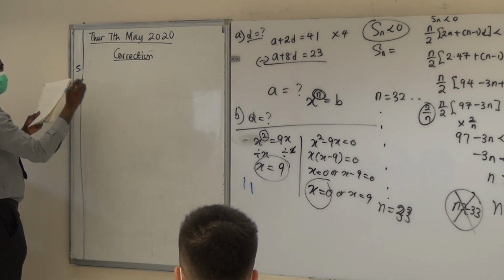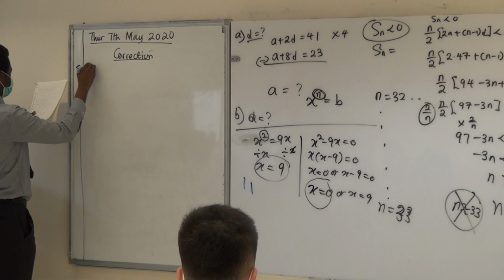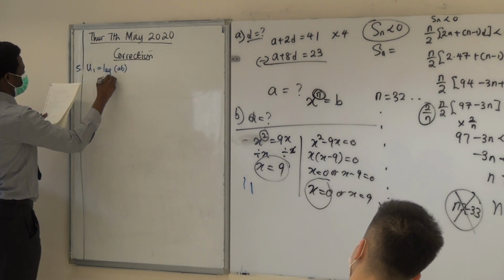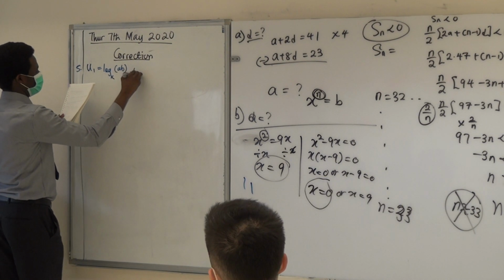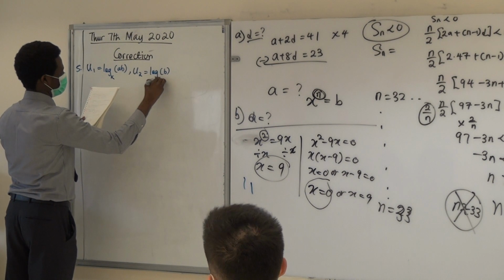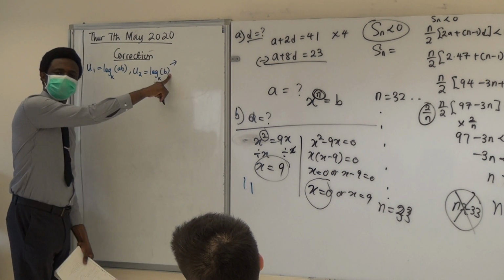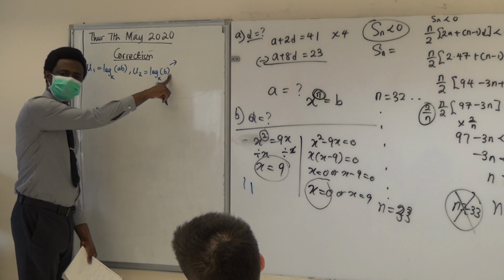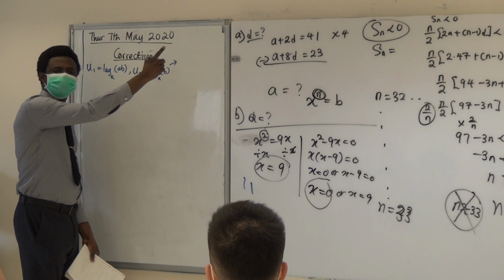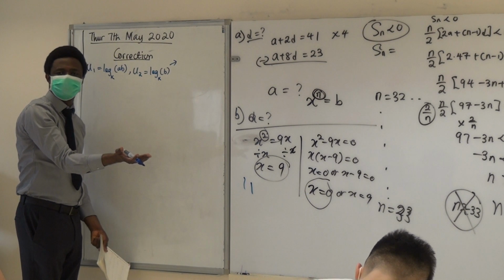In an arithmetic sequence, let's focus, please. U1 is log AB to base K. U2 is log B to base K. This bracket is actually a redundant bracket. You know what I mean by that? Yeah, it's useless. That's okay. If you get it out, everybody's fine. So why is it there?